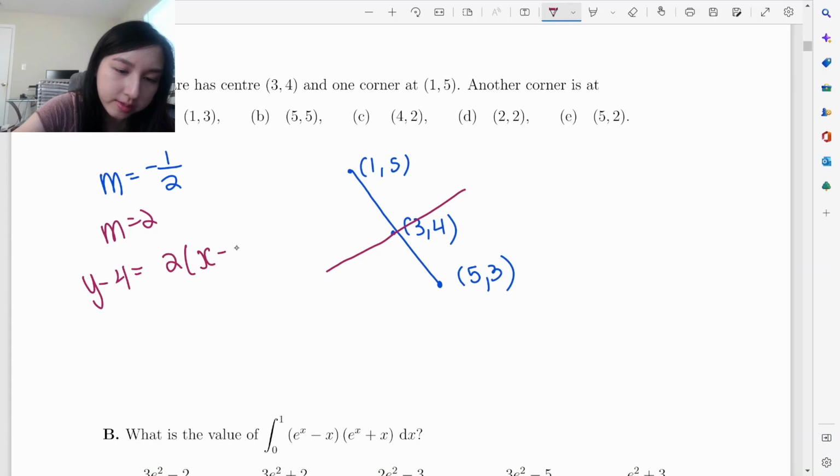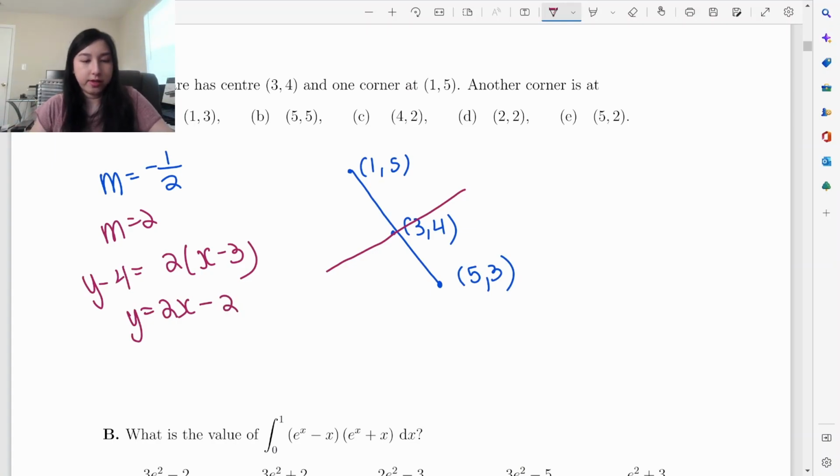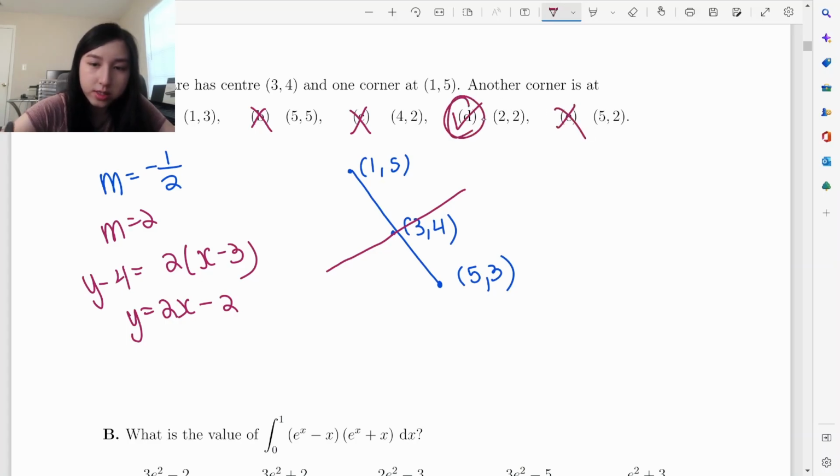times x minus 3. Y equals 2x minus 2 times 3, minus 2. Alright, the point that fits this equation is our answer. Checking the options, 10 minus 2 is not 2. Answer's just D.